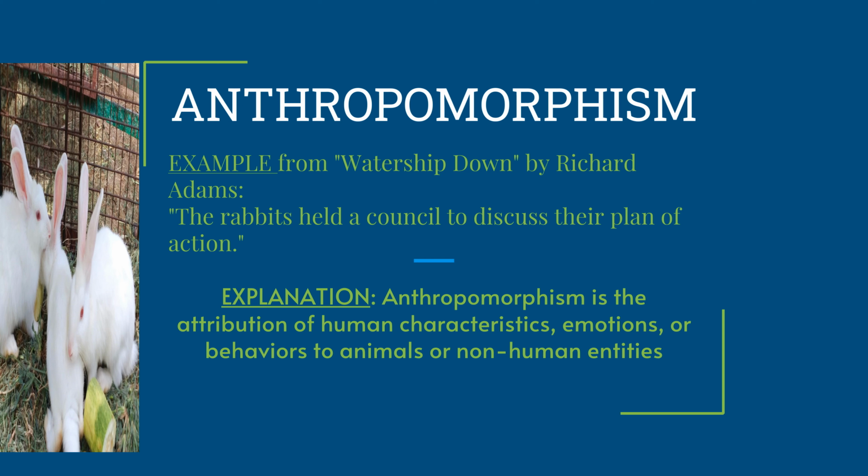5. Anthropomorphism. Example from Watership Down by Richard Adams. The rabbits held a council to discuss their plan of action. Explanation. Anthropomorphism is the attribution of human characteristics, emotions, or behaviors to animals or non-human entities.